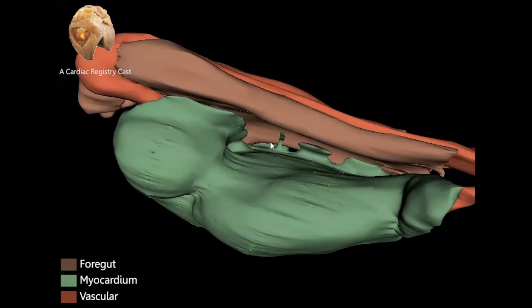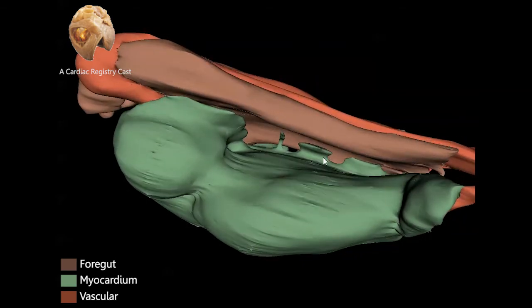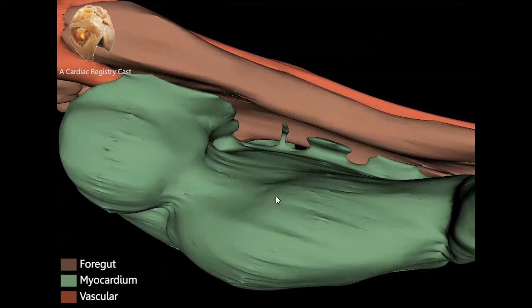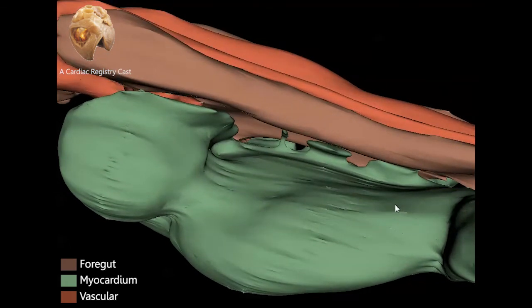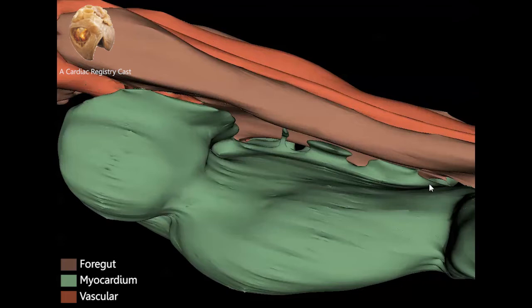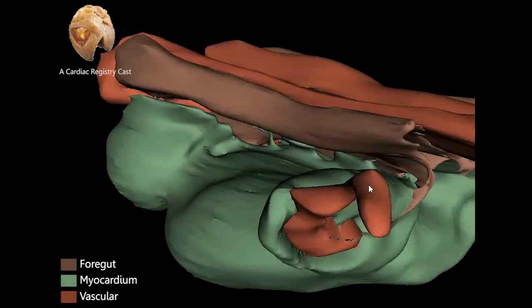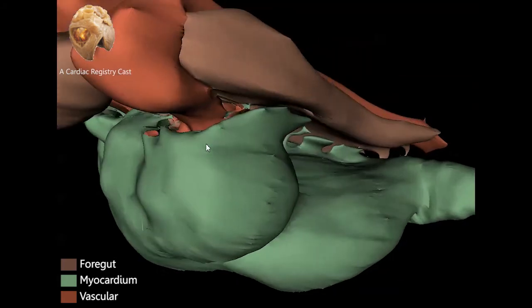If we look between the pharynx and the developing heart tube, you can see blank areas where the dorsal mesocardium has begun to break down because of looping. This process will continue so that soon the heart tube will only be connected to prepharyngeal mesoderm at the inflow end or the atrial end here and at the arterial or outflow end here.